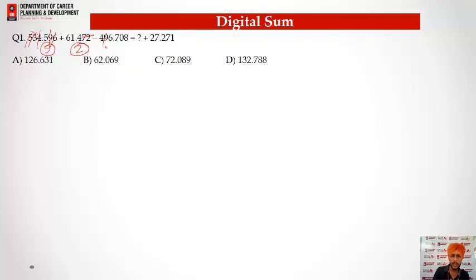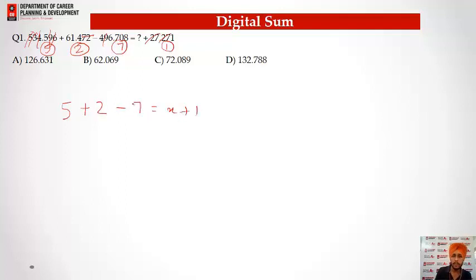So 9 can be ignored. 4 plus 6 is 10, and the digital sum of 10 will be 1. 1 plus 7 is 8, 8 plus 8 is 16, and the digital sum of 16 will be 7. So here 2 plus 7, 9, can be ignored, so here we are left with 1. So our question will become 5 plus 2 minus 7 is equal to x plus 1.